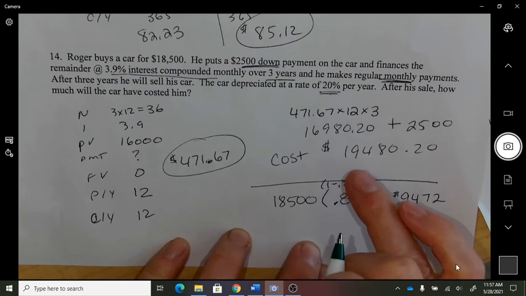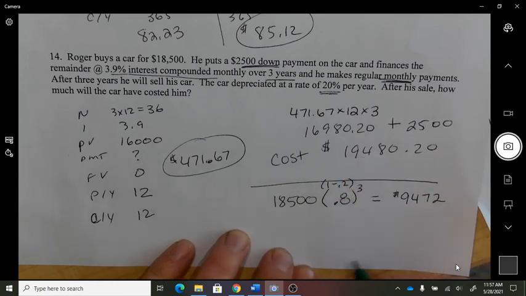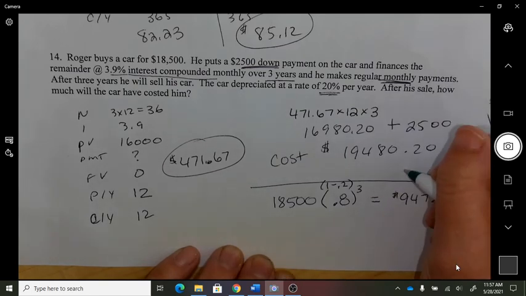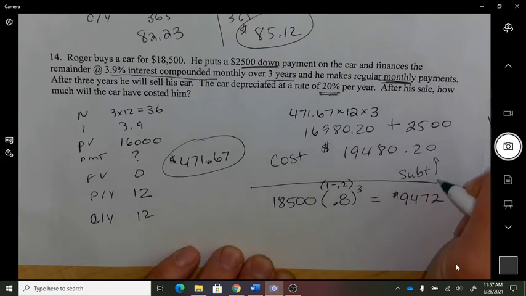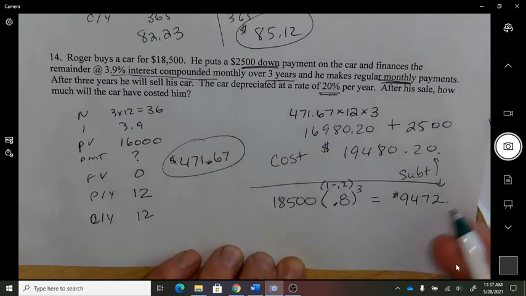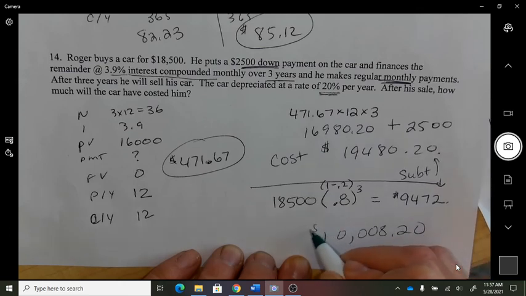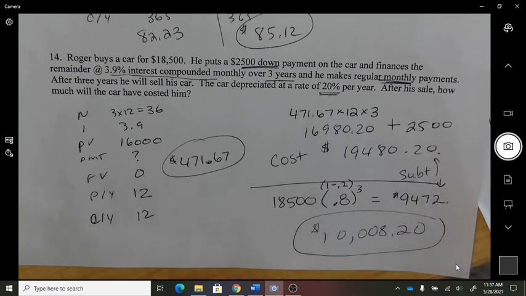Okay, so it cost you this, but you got this back, because that's what you got back into your pocket. So we can subtract those values: the out of the pocket, subtract the back into the pocket. So at the end, I'm going to come out with a cost out of the pocket of $10,008.20.